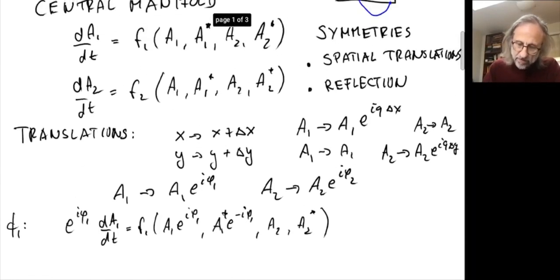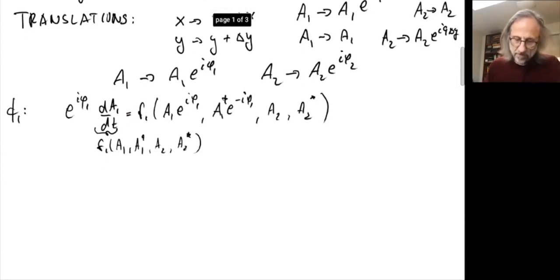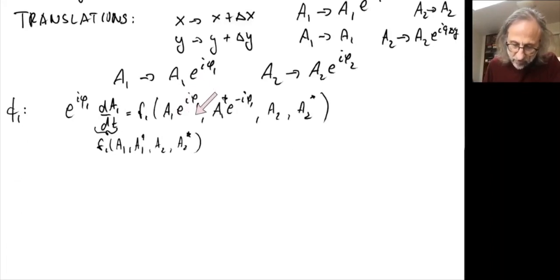So that means that this equation must be equivalent to this equation. But we know that dA1/dt is given by F1. So I can replace this here by F1, evaluated at A1, A1 star, A2, A2 star. And so we see that the translation in X requires that if you shift inside with phi 1, the whole function F also gets shifted with phi 1. So let's write it that way.